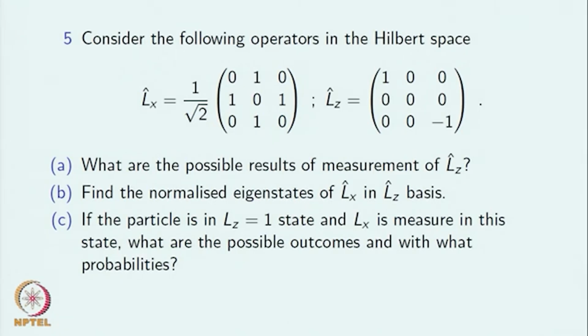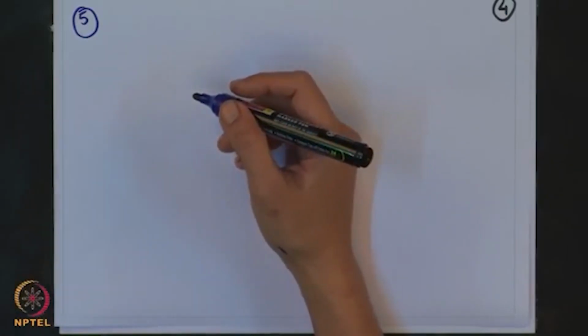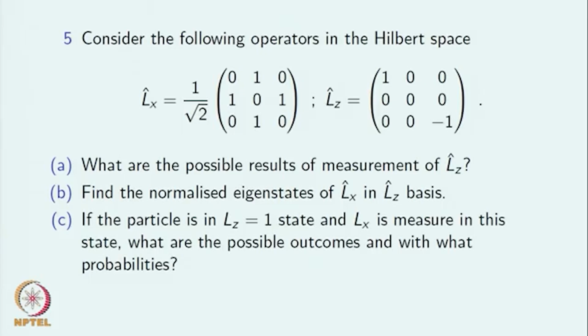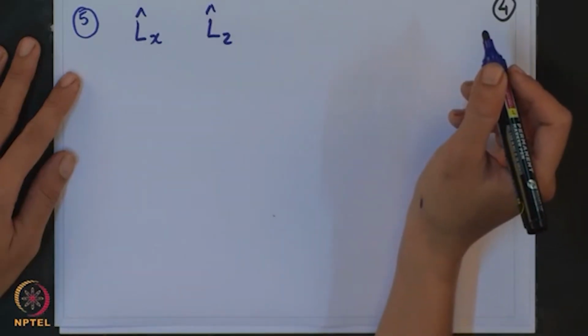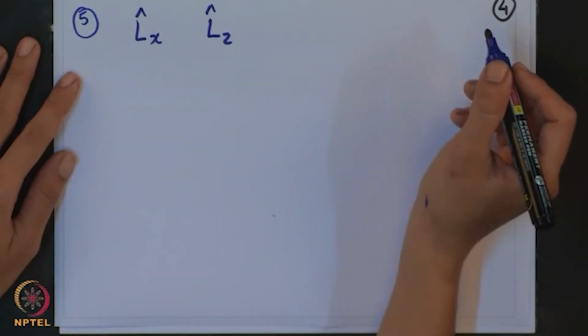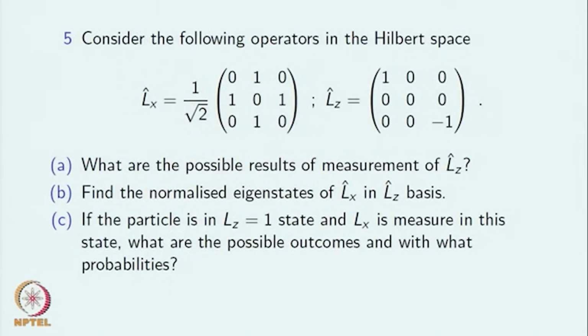Okay, the fifth problem is based on the orbital angular momentum operators Lx and Lz. Now, we have already seen, since the first tutorial, that we are trying to calculate the eigenvalues, eigenfunctions and wave functions. So, you can do this computation by yourself, but let me give you some hints.